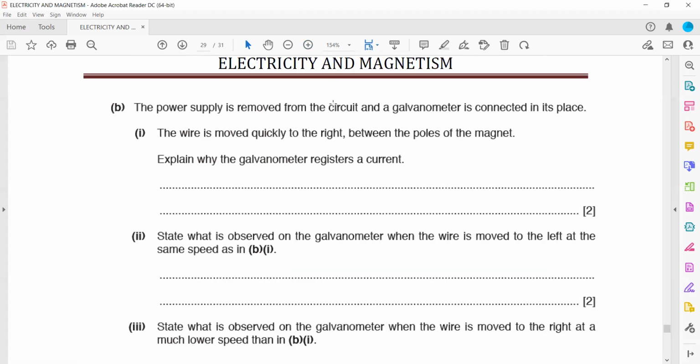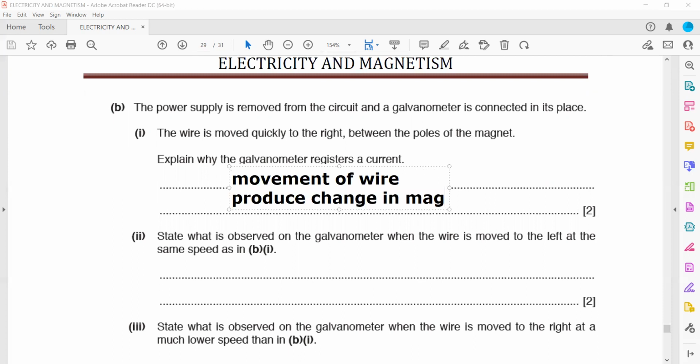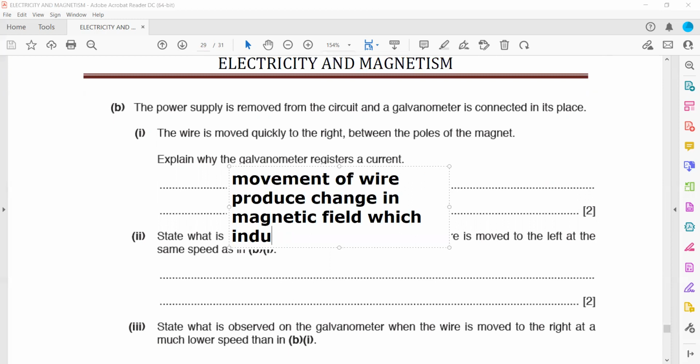The power supply is removed from the circuit and a galvanometer is connected. The wire is moved quickly to the right. Why does the galvanometer register a current? Because the movement of the wire produces a change in the magnetic field, which induces an EMF.